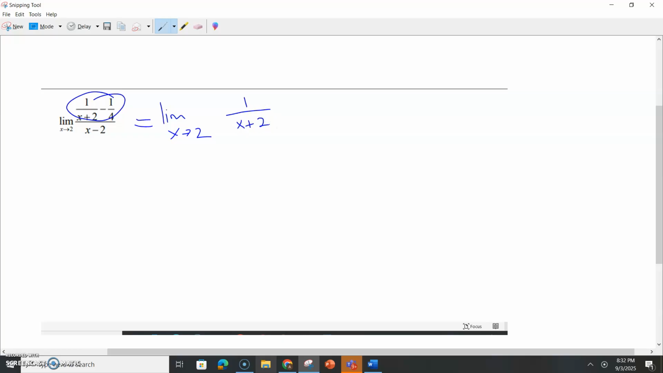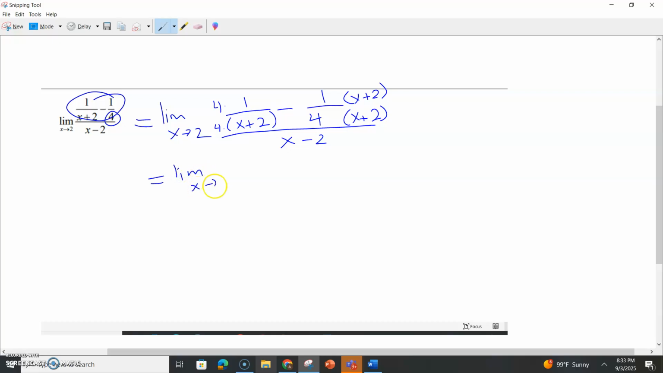This first fraction has x plus 2, and the second one has 4. So what we're going to do is multiply the first fraction by 4, and we're going to multiply the second fraction by x plus 2. And in doing so, we're keeping the equivalency of the fraction, but we're creating a common denominator. This then allows us to merge the two fractions.